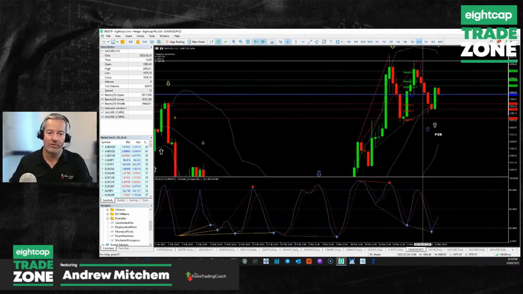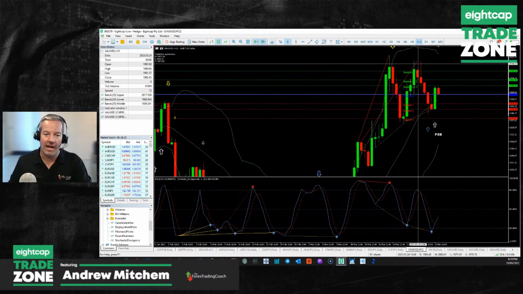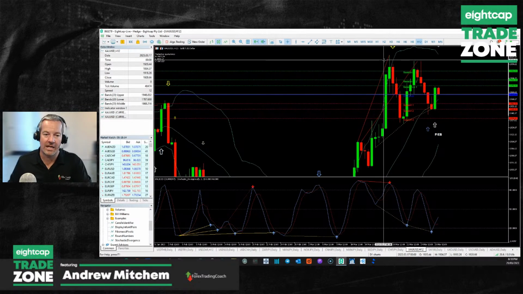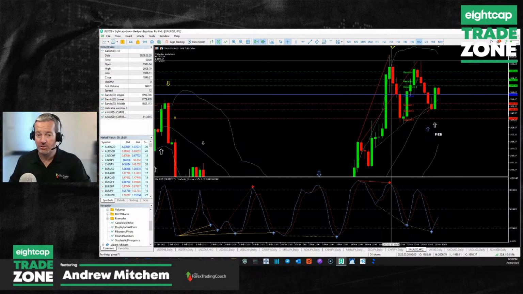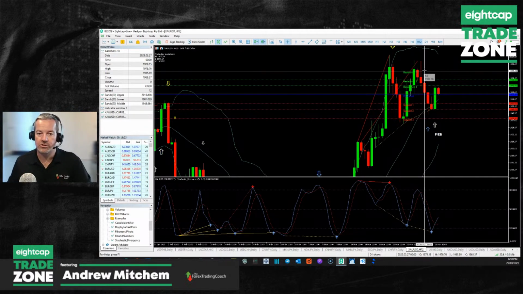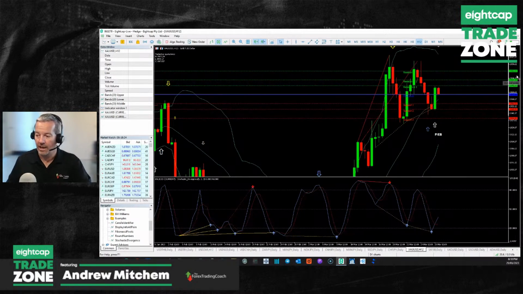That's pretty much bang on 2000, and it's hit it twice there. This candle went through it and rejected it. But you can see how powerful that 2000 level is. My profit target today is at 1992 on this trade, just below that level, and so I'm out before the round number.